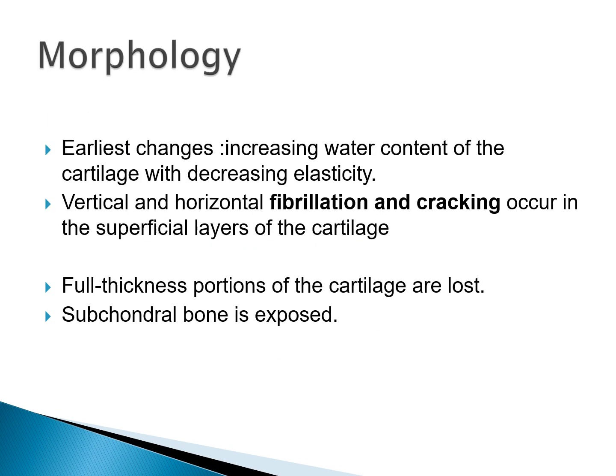So regarding the morphologic changes in osteoarthritis, the earliest change starts with increasing the water content of the cartilage. The increase in water content in the cartilage leads to decrease in the elasticity، يعني بتقل المرونة تبعية الcartilage. This will lead to the formation of horizontal and vertical fibrillation and cracks، زي تصدعات في الغضروف in the superficial layers of the cartilage اللي هي بتحتك مع بعضها البعض.